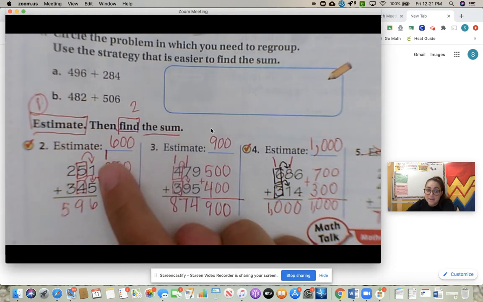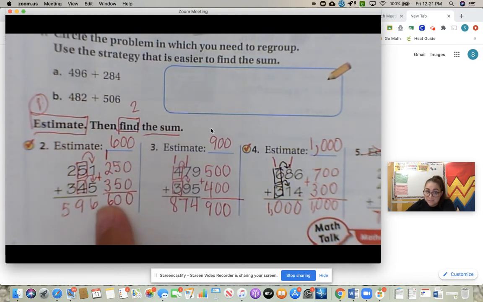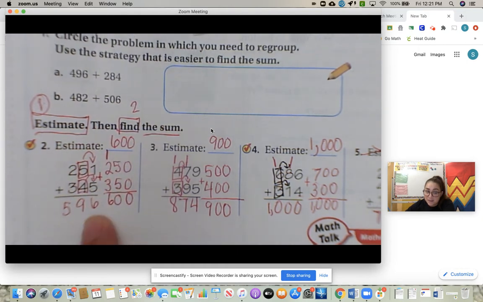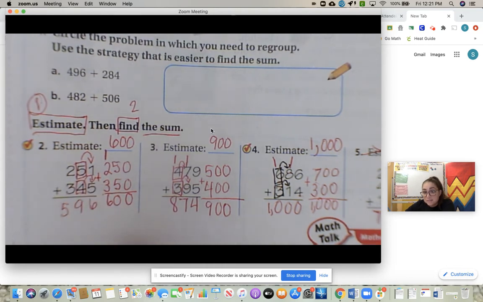So we first need to add. We add on the ones first. 1 plus 5 is 6. 5 plus 4 is 9. 2 plus 3 is 5. Then we needed to estimate. I asked them. They said, let's round to the tens place.